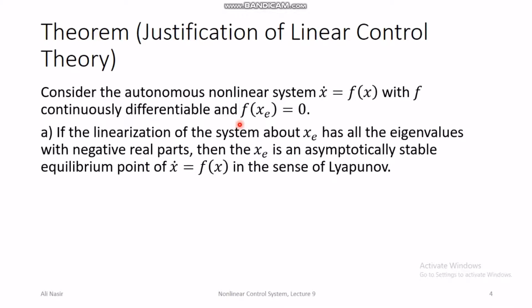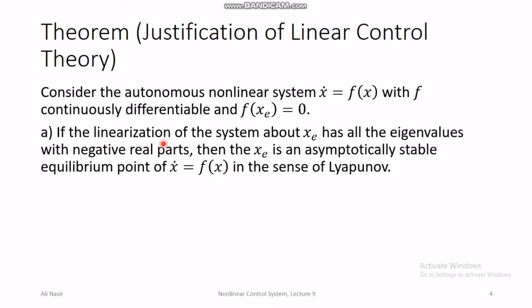So what is this statement saying? This statement is saying that the stability property of an equilibrium point is invariant under the operation of linearization. So if you linearize a nonlinear system and the resulting linear approximation turns out to be asymptotically stable, then the original nonlinear system about the point of linearization, which is your equilibrium point, will also be asymptotically stable.